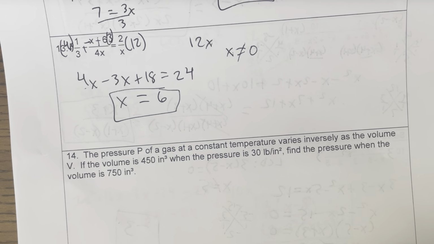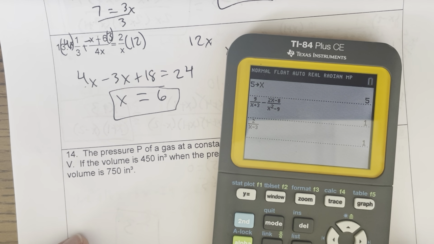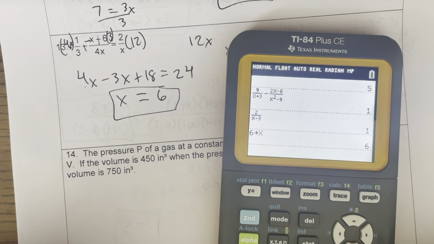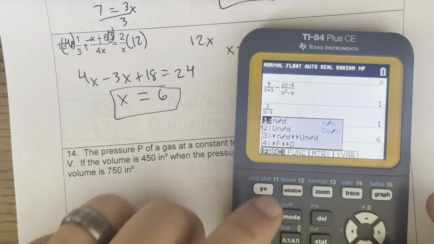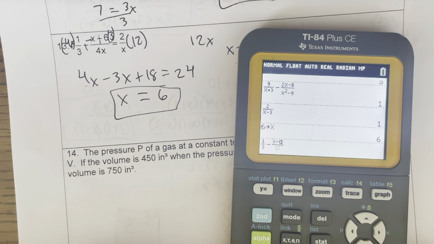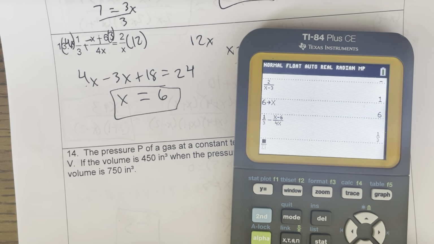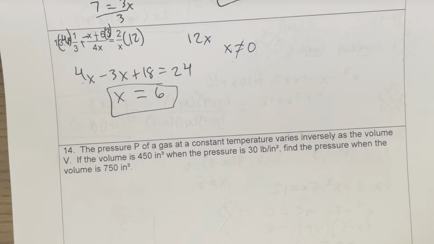I'll go ahead and check it just to make sure I got the right answer. I know I didn't check the previous one, but 6 stored into x. And then we have 1 over 3 minus x minus 6 over 4x, that equals, and then the other one, 2 over x equals 1/3. They're equivalent on both sides, and so we did it correctly.